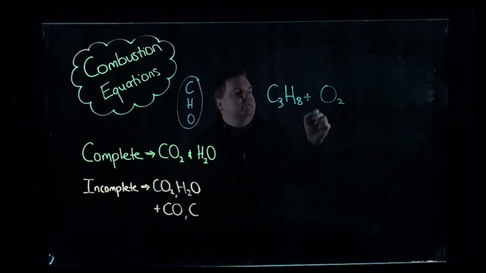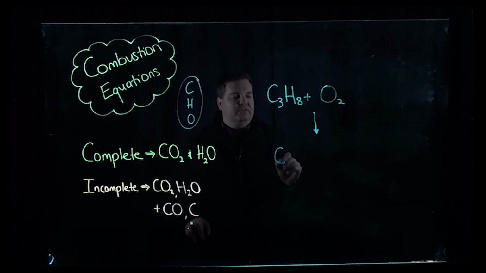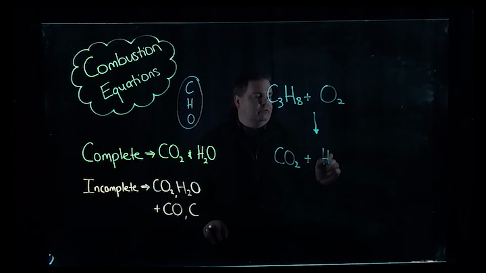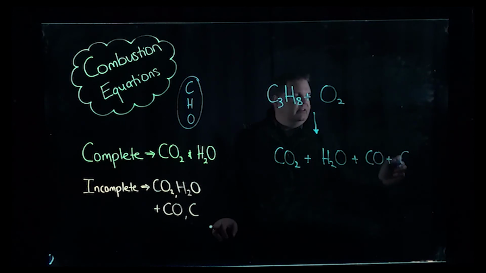This time I'm just going to go down because otherwise I'll run out of space there and you won't be able to see it properly. So I'm going to run down and we're going to get our incomplete combustion products here, which are carbon dioxide, water vapor, carbon monoxide, and carbon. So we're going to get CO2, we're going to get H2O, just like we did before, but we're also going to get carbon monoxide, and we're going to get carbon as well.